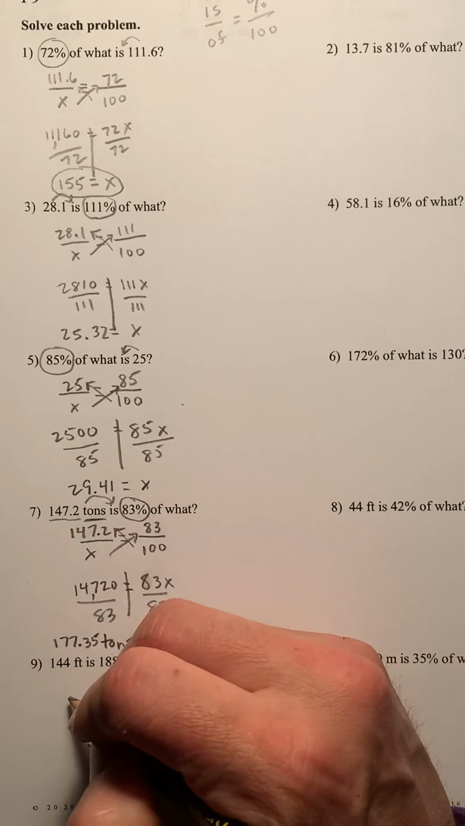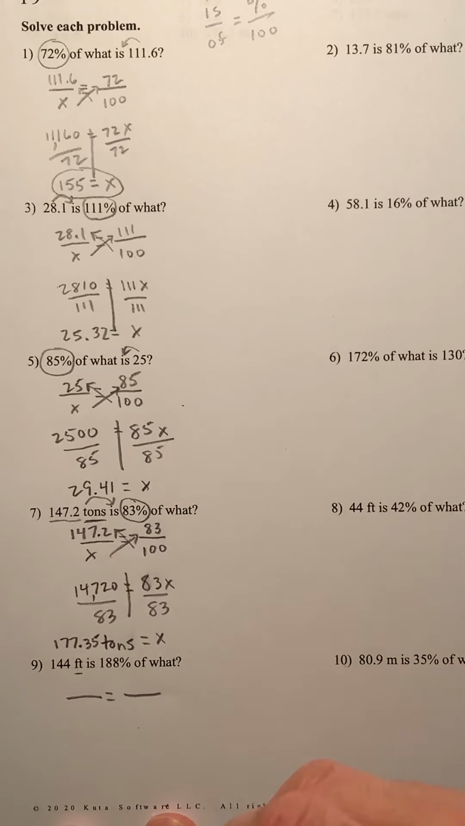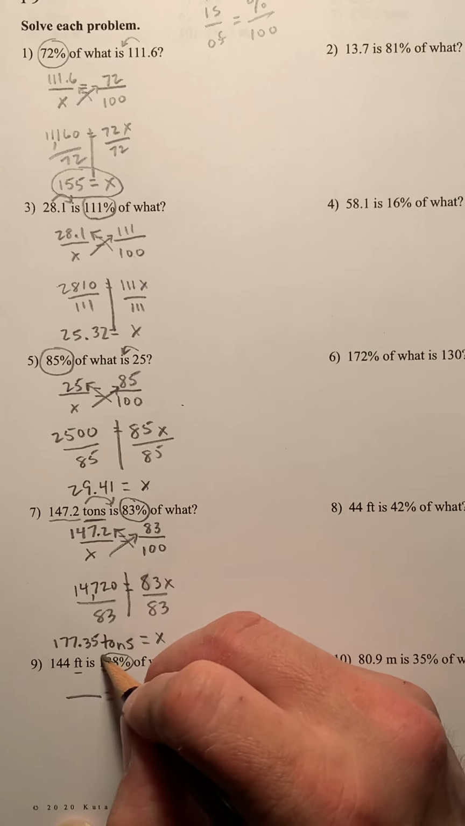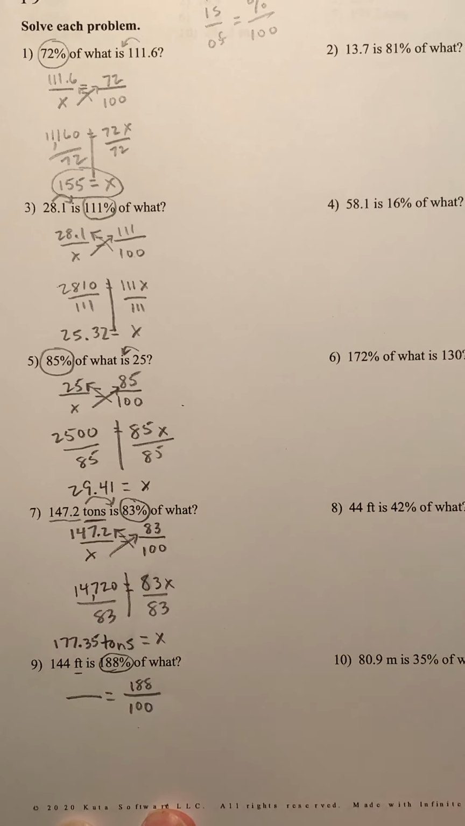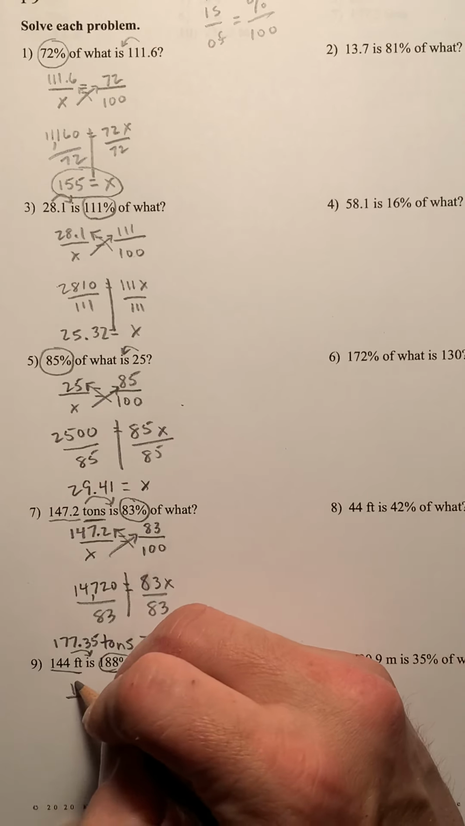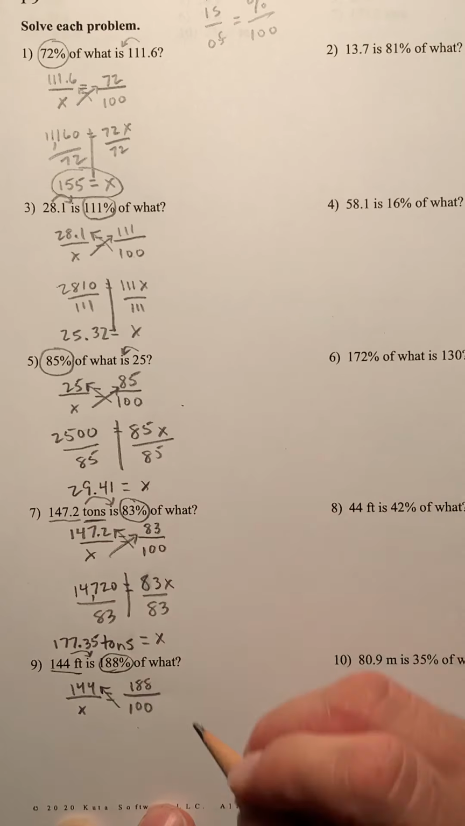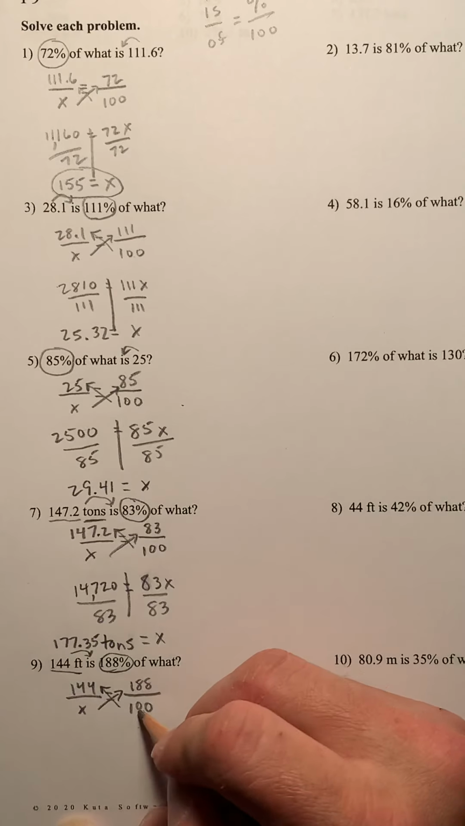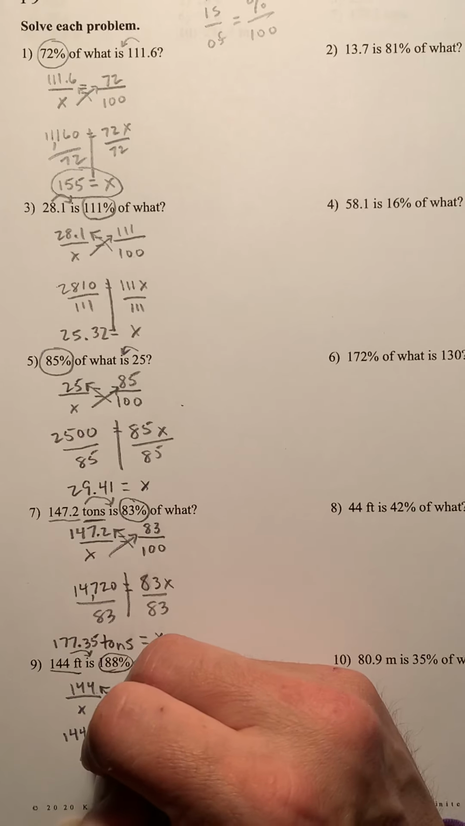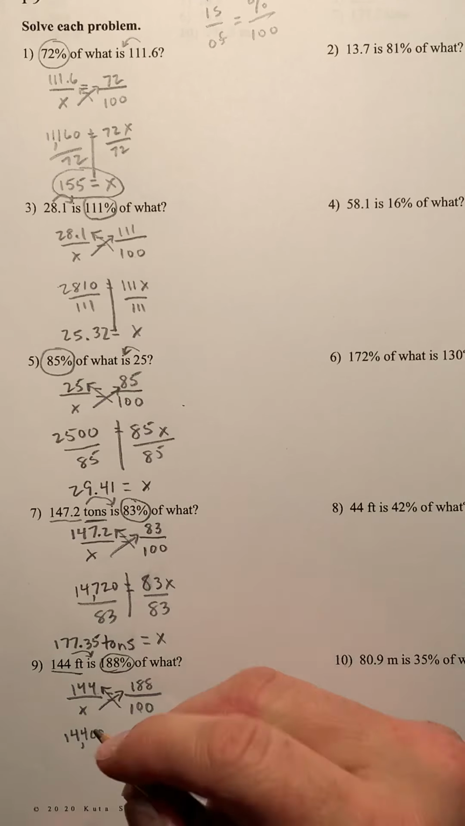And last but not least, I'm going to hold off to the end to put my label. Notice I have a label here of feet. I need to make sure I remember to put the feet in the answer at the end. I know this guy's 100. I've got my percent, 188. The 144 feet is next to the is. So I'm putting 144 in the is slot. The of slot is the variable. We're going to cross multiply. 100 times 144. Moving the decimal 2 places is going to end up adding 2 zeros in this case, because the decimal was at the end of the number.